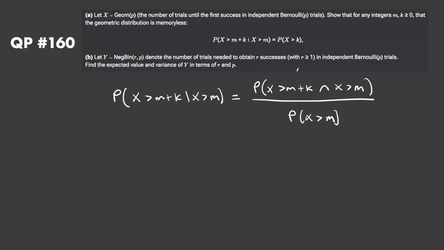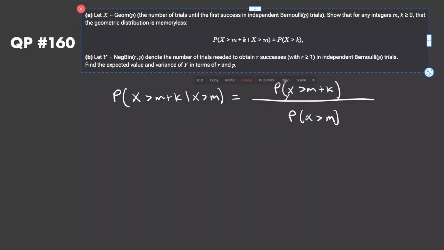So up here, first of all, the probability that x is greater than m plus k and x is greater than m is the same thing as just saying the probability that x is greater than m plus k, because in order for x to be greater than m plus k, obviously it's going to be greater than m, since m and k are greater than or equal to 0. And now let's look at the probability that x is greater than m first.